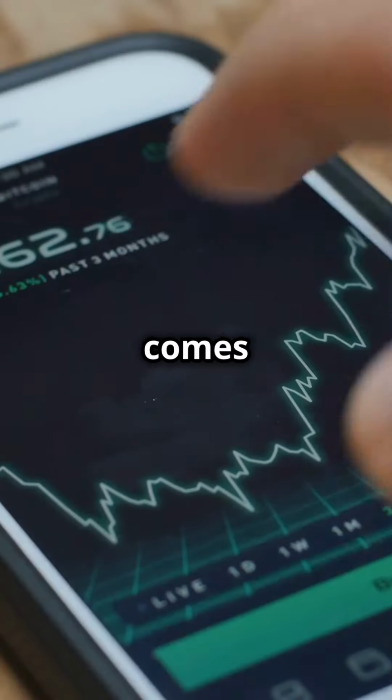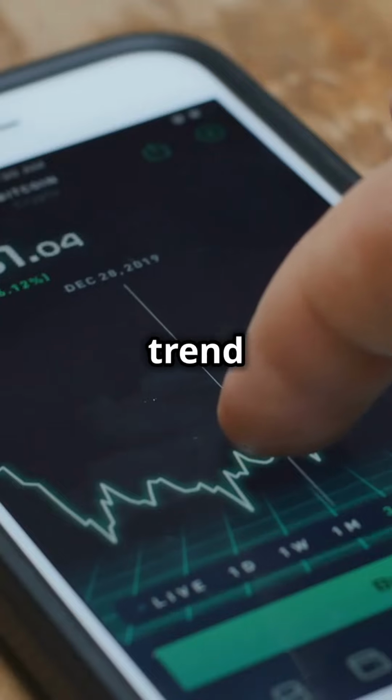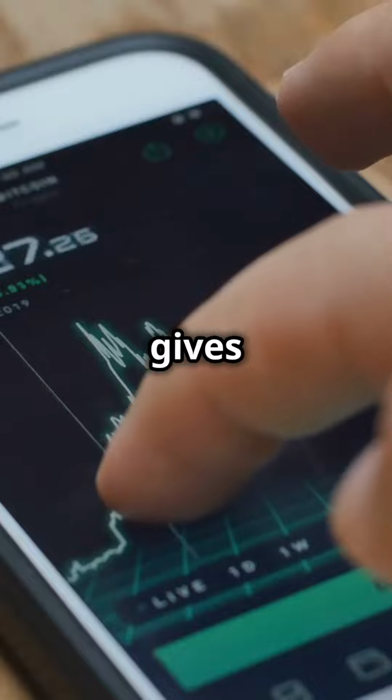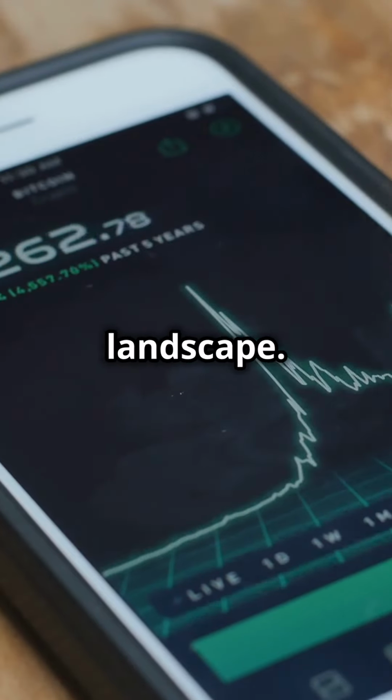When a juicy tip comes in and you're evaluating a position, Zazook's long and short-term BTC trend indicators help you assess market risk. This gives traders a clearer picture to make informed decisions in the ever-changing crypto landscape.